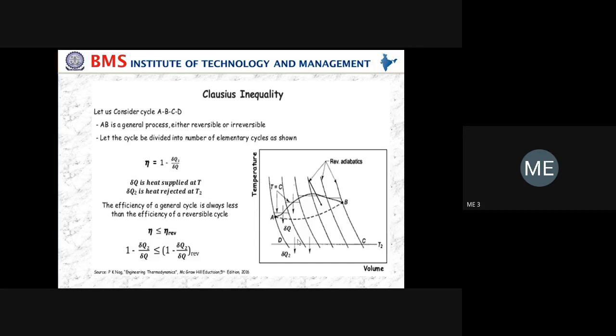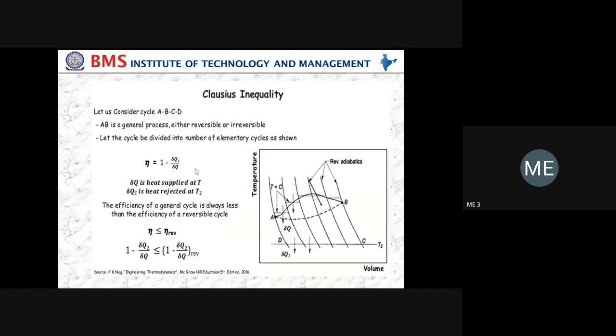In this cycle, AB is a general process. I can take it as reversible or irreversible, I am assuming. It may be any general process. And this cycle is divided into a number of Carnot cycles. I'm saying this is a Carnot cycle only, because we are having two adiabatics and two isothermal processes. Let the cycle be divided into a number of elementary cycles.